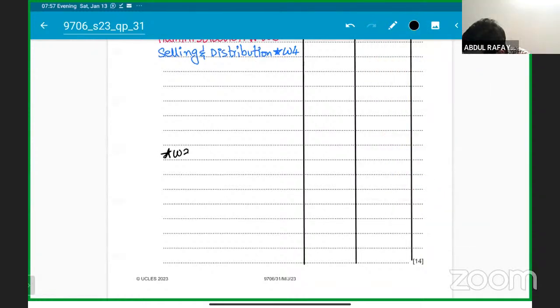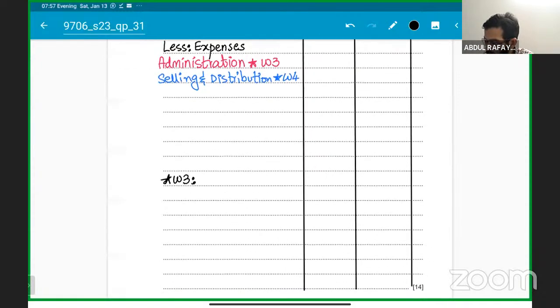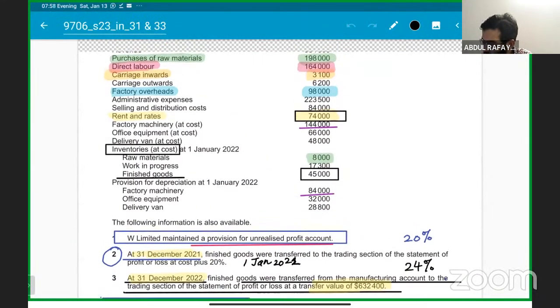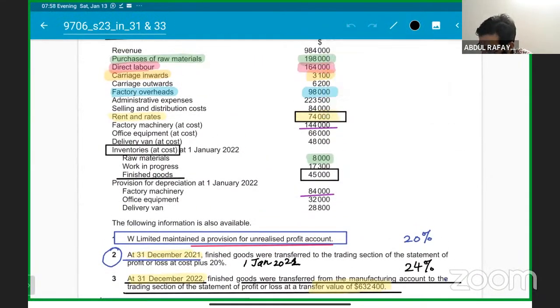If we talk about the administration first, W3, administration first, we can clearly see what is going to come in administration, students. The office equipment will come here. Office equipment is related to administration expenses. What about carriage outwards? Where should I show it, in selling and distribution expense or in administrative expense? Think about it carefully.